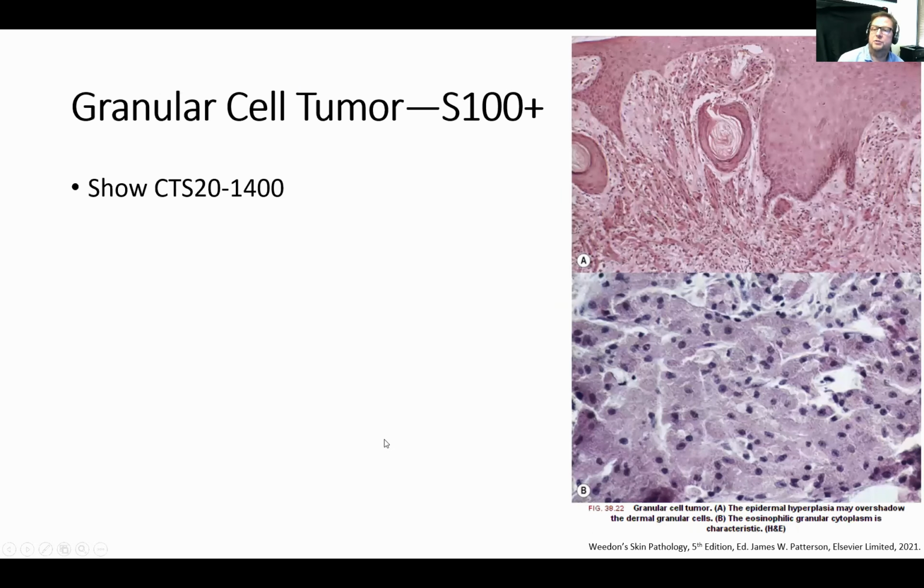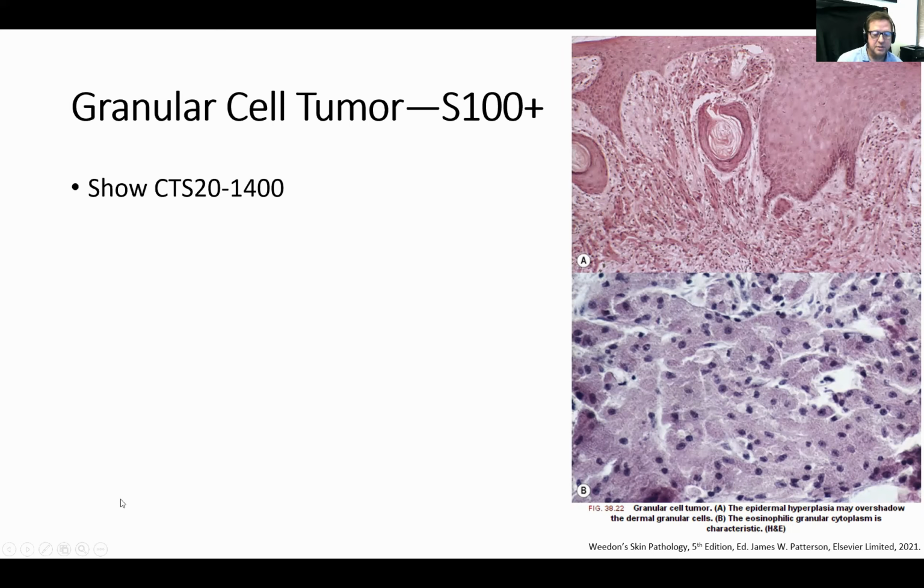So granular cell tumor, good name. We have really bad names in DermPath, but the thing you need to know, granular cell tumor matches the histology and S100. So here you can see epithelial hyperplasia. So I'm assuming this is in the mouth. And then there are the cells below and on higher powered granular.